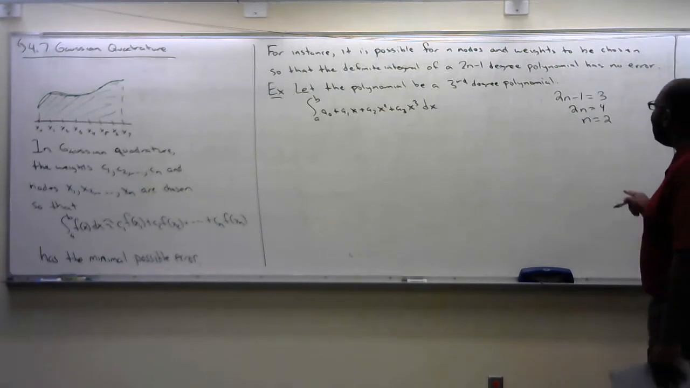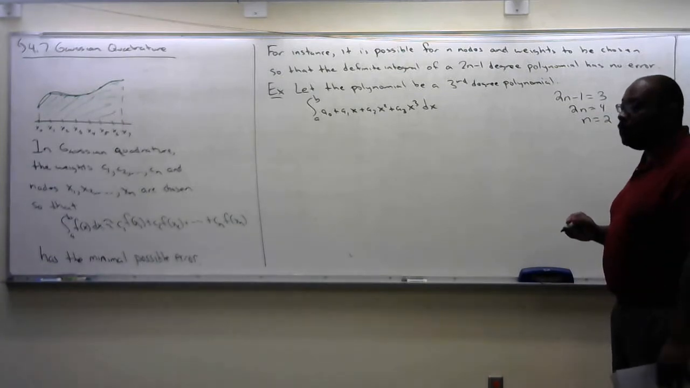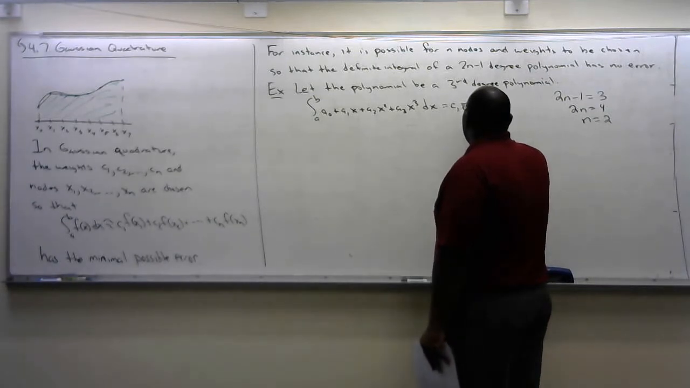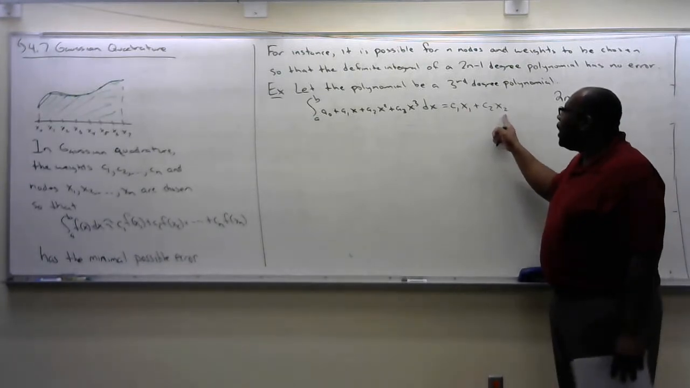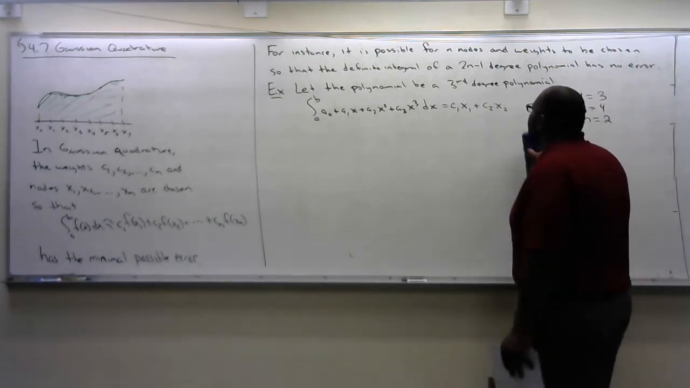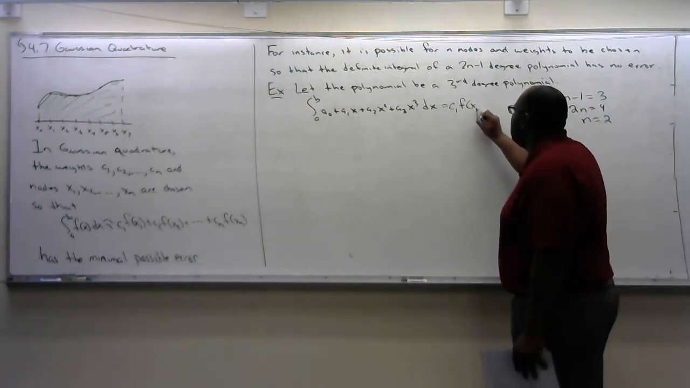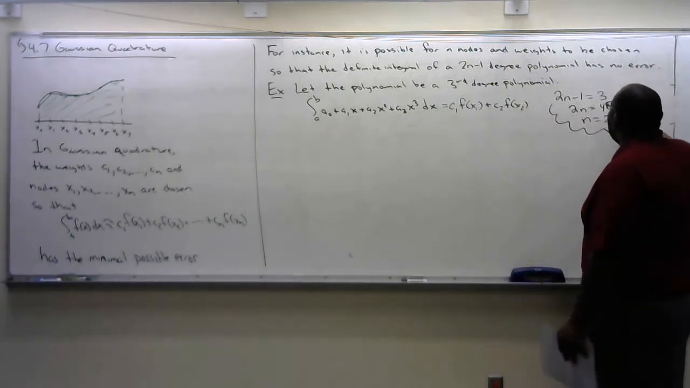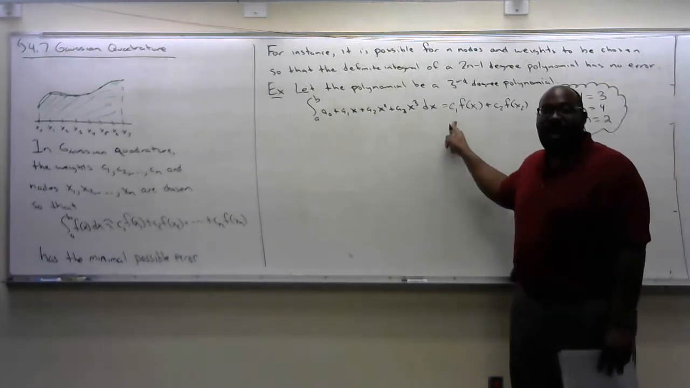It should be possible for me to approximate this third degree polynomial using 2 weights and 2 nodes. What does that mean? I should be able to do something like this. I should be able to do c1 x1 plus c2 x2. I should be able to choose x values, and I should be able to choose constants so that I'm able to approximate it: c1 f of x1 plus c2 f of x2. I should be able to choose x1, x2, c1, and c2, so these two are exactly equal to each other.